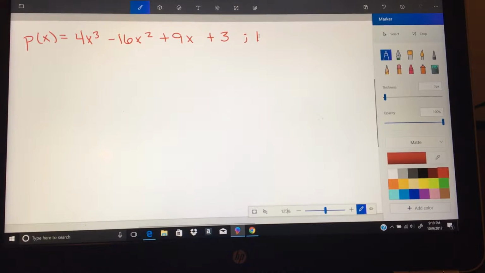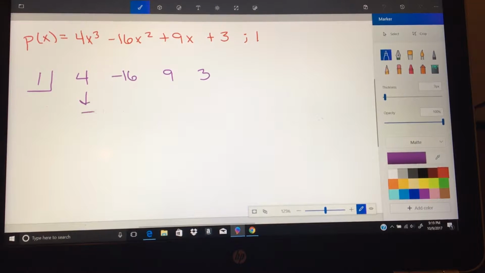So we're going to take this and reduce it to an x squared function using synthetic division. When I set up my synthetic division, I am going to have a 1 in my division box, and then here I go 3, 2, 1, 0, so I am okay there. So I have a 4, a negative 16, a 9, and a 3.